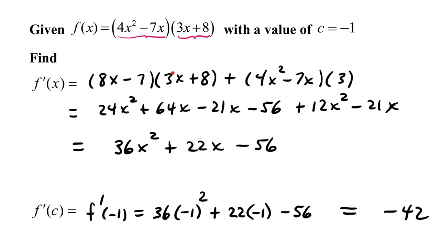Foiling these first two, that's 24x squared plus 64x minus 21x minus 56. That's these first four terms. Distributing 3 is 12x squared minus 21x. Those are the last two. Combining all your like terms, you will get a derivative of 36x squared plus 22x minus 56. We're asked to find the derivative when c is negative 1, so basically that's f prime of negative 1. Replace all your x's with negative 1, and your grand total is negative 42.